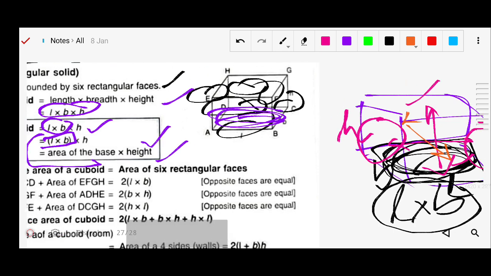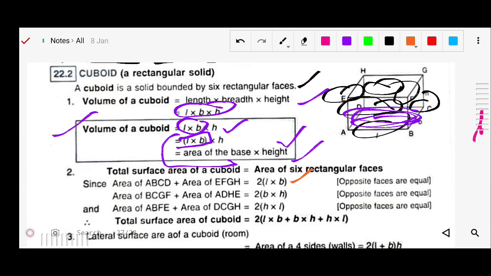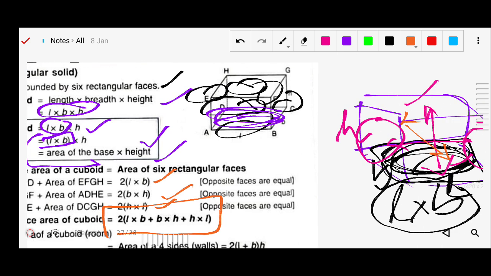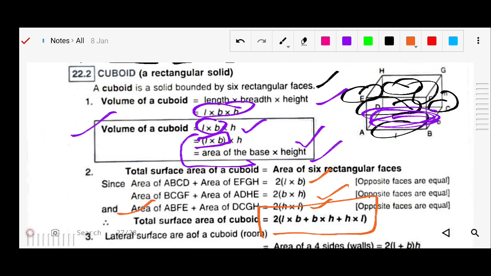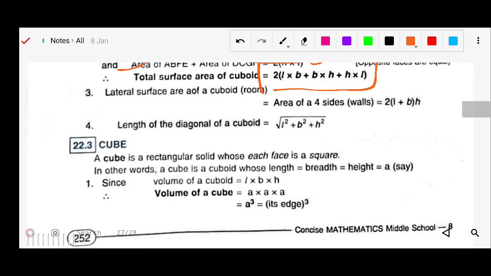If we combine all of these: 2 times L into B, 2 times B into H, and 2 times H into L. Total 6 faces are there, all 6 are covered. Combinedly when we add all these values, the total surface area of a cuboid is 2 times (L into B plus B into H plus H into L). Total surface area means the area of all 6 faces. That is the surface area of the cuboid.